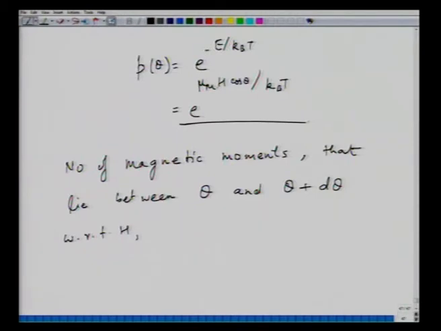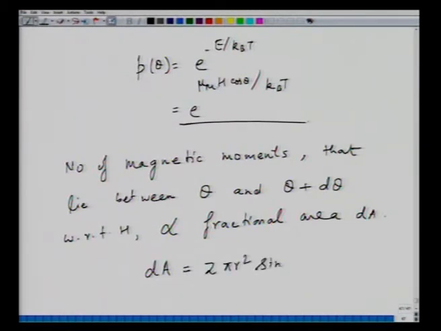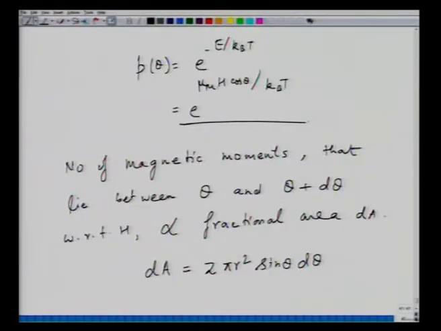So again, the number of magnetic moments lying between the angle theta and theta plus d theta is proportional to this fractional area dA, and this dA can be calculated using the solid angle as 2 pi r squared sin theta d theta, just in the similar way as we did for the dielectric material.